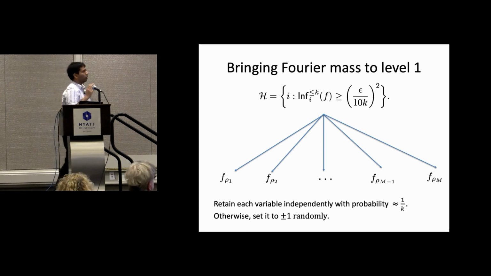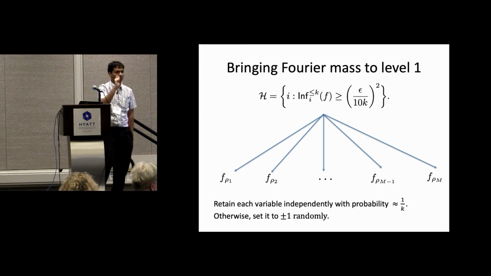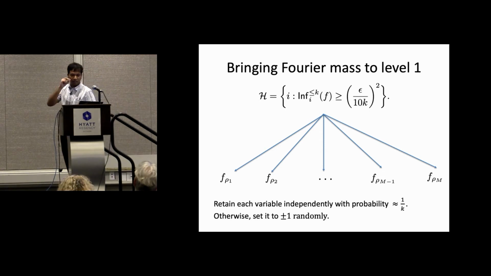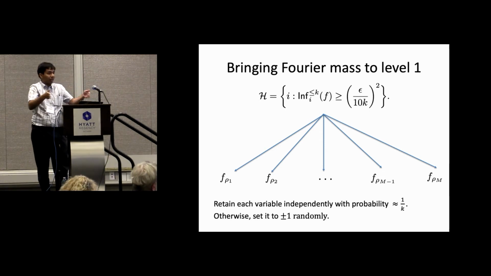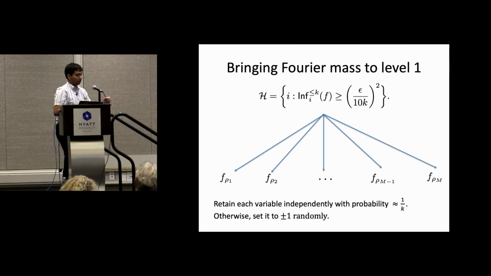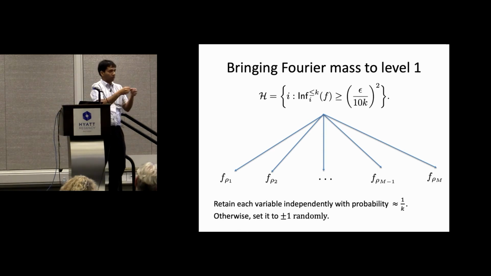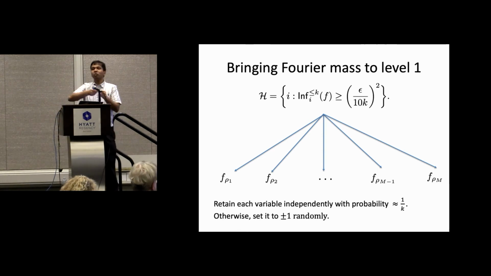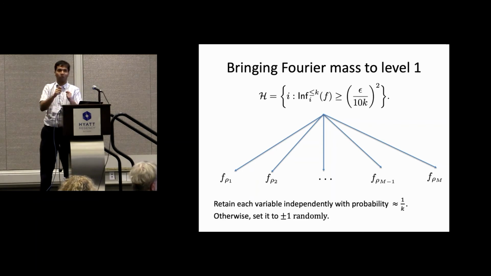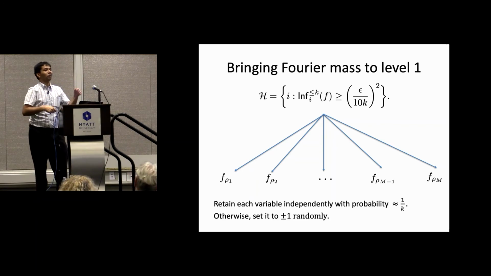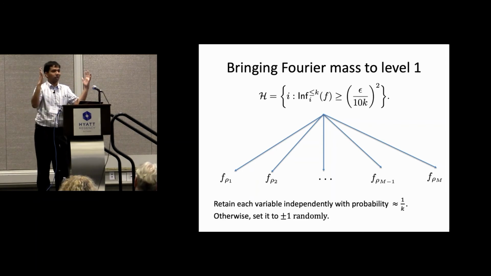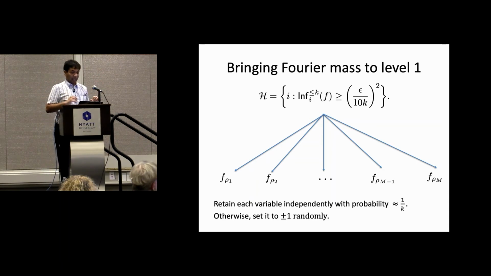Okay, so here's what we want to do. We have an oracle for f. We will randomly retain each of the n variables independently at random. We will retain each variable with probability 1/k, and otherwise, with equal probability (1 - 1/k)/2, we'll set it to plus 1 or minus 1. So random restriction, the usual thing.